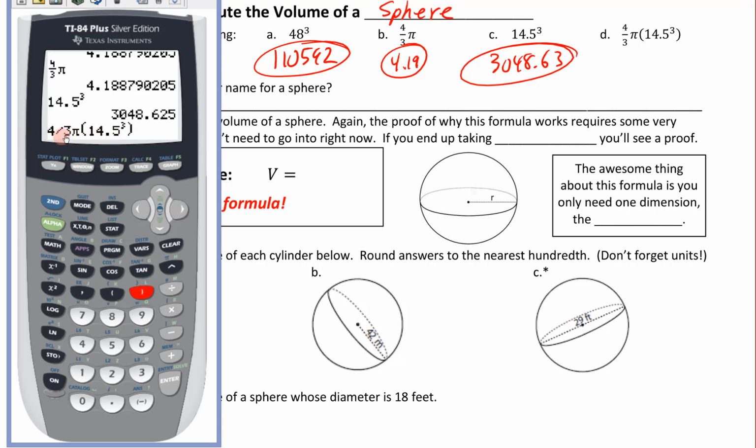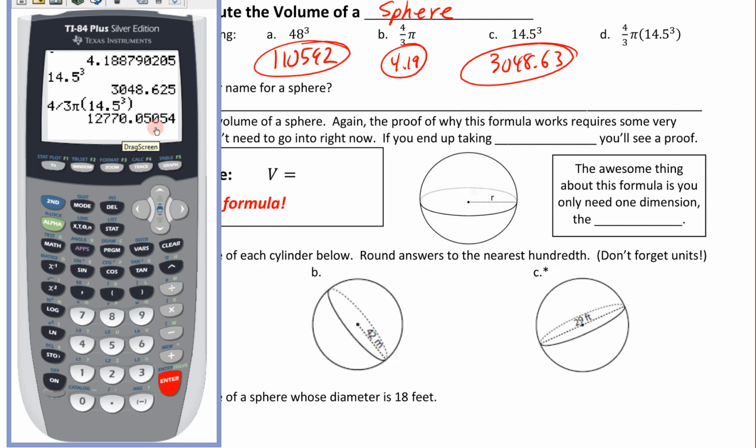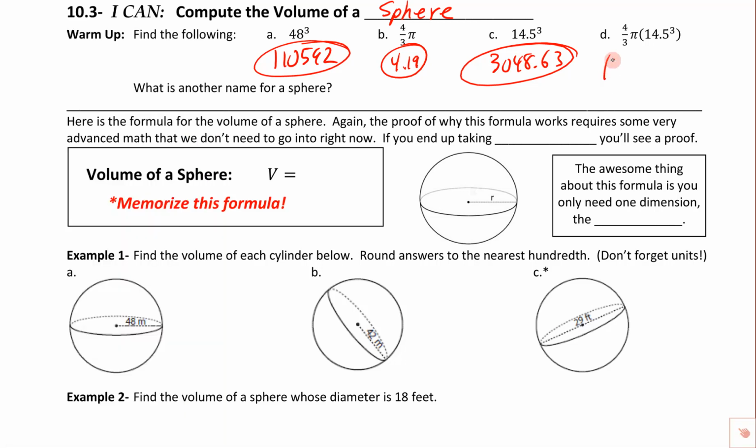Now again, taking a look at that, it looks just like this right here. If you wanted to put the 4/3 in like we did up above, totally okay. That would be just fine. But this is a quicker way to do it. So we get 12,770.050. So not enough to change that to a 6. So 12,770.05. And we'll circle that and we'll be done.